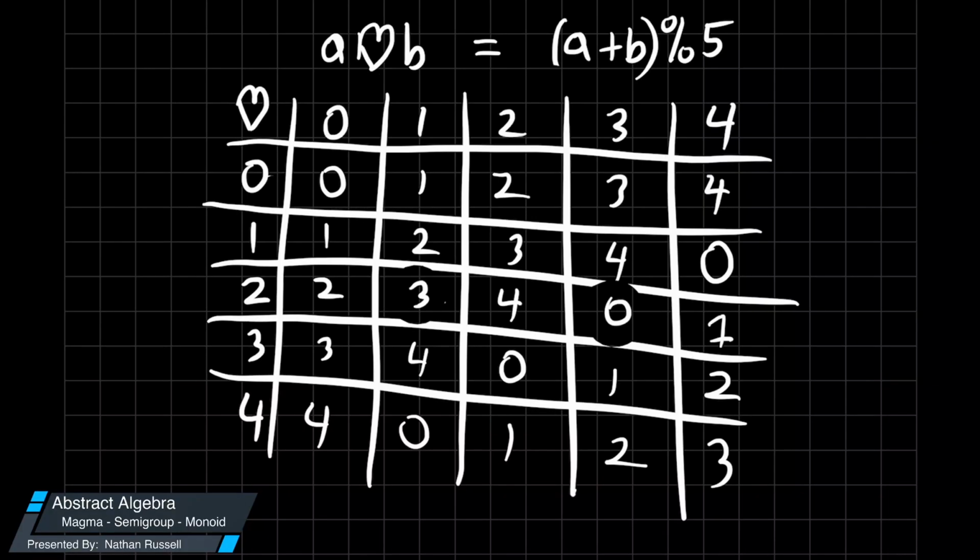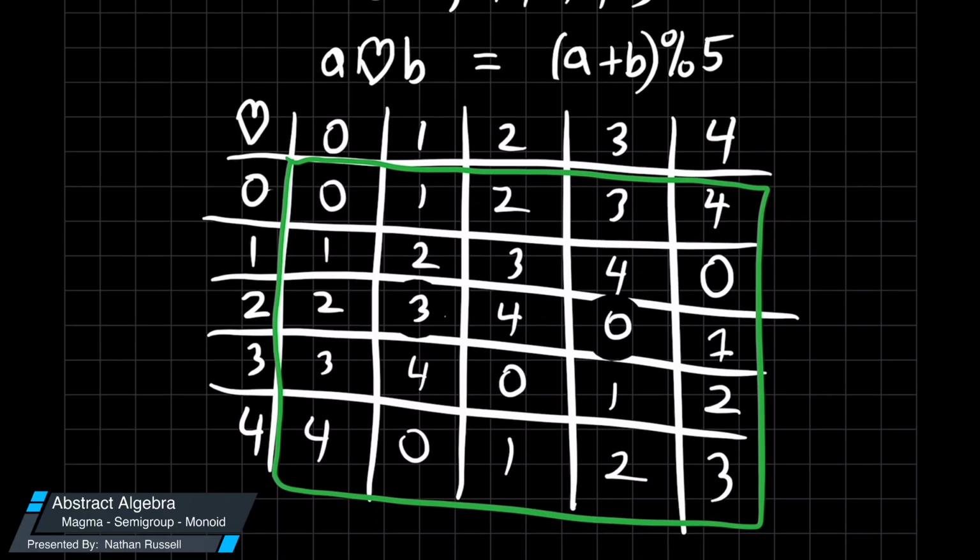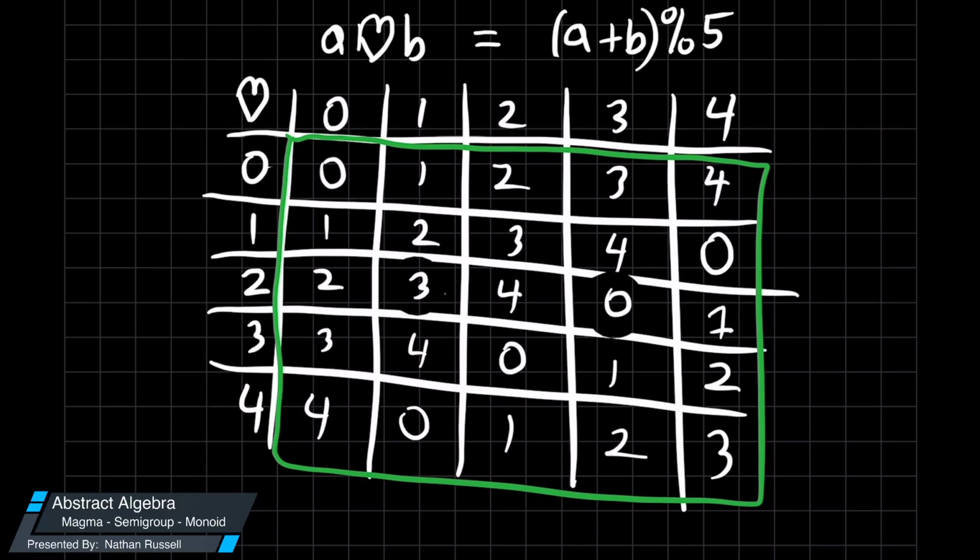Notice that this is closed. How do I know it's closed? When you look inside this table, notice that every entry in it is from the set 0, 1, 2, 3, 4. So that implies closure. Okay, so we have a magma at the very least. So all of this is basically a magma. Now let's see if it's a semigroup. So we will say we have closure.